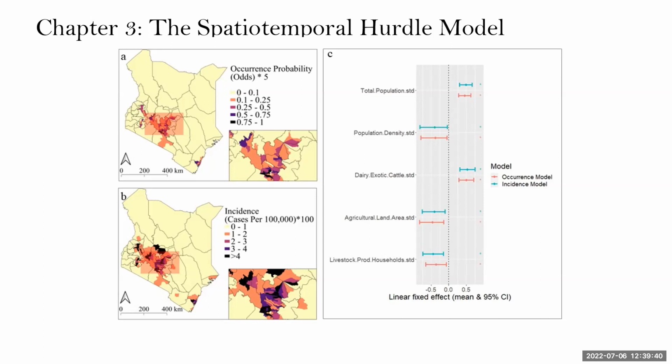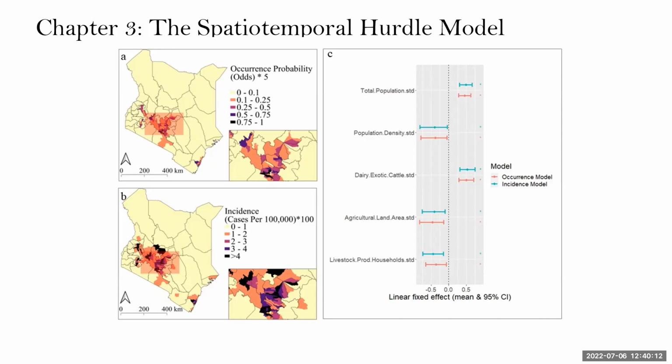And the findings from the spatial temporal occurrence and incidence models show that anthrax risk is strongly influenced by an increasing total human population, which may increase demand for meat and hence the host population sizes, animal-human contact, and access to healthcare. Similarly, there's a substantial positive association with the number of exotic dairy cattle, which can also influence host population sizes and human contact.